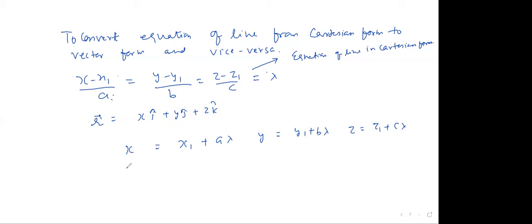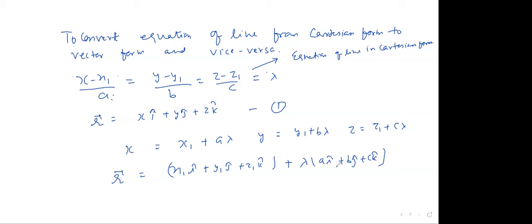If we put the values of x, y, z in the first, then we have r equals x1 i cap plus y1 j cap plus z1 k cap plus lambda times (a i cap plus b j cap plus c k cap). This will be the vector equation.